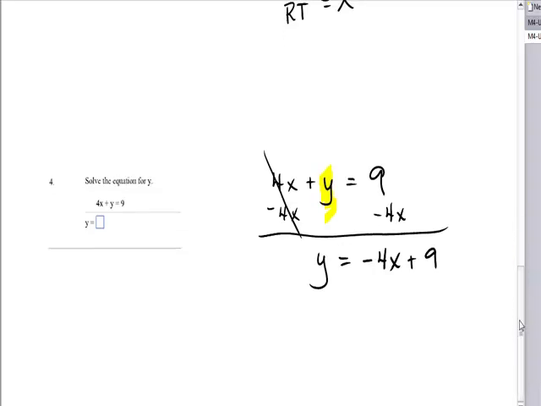That's all the practice we're going to do on that now. You're going to see a lot more of that when we get to the next chapter.